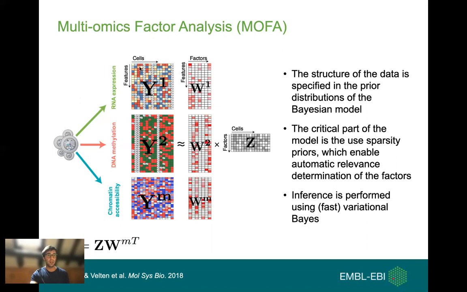So we tell the model that this set of features are from one modality, and this set of features are from another modality, and this is specified in the prior distributions of the model. And then again, we make use of these prior distributions to encode what we call sparsity assumptions. So we make use of what are called sparsity priors. And these sparsity priors are extremely useful because they enable what is called automatic relevance determination of the factors.